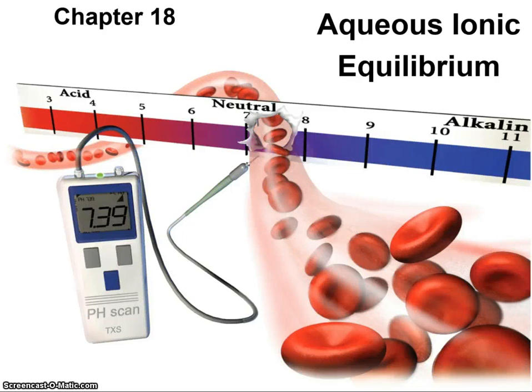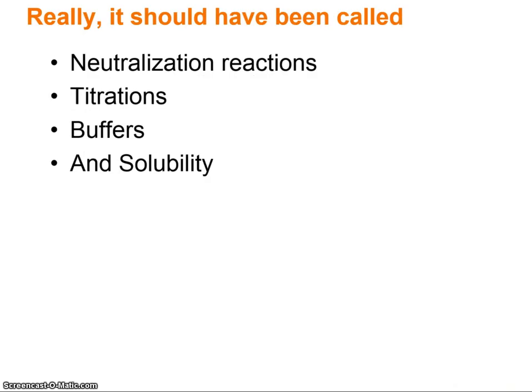Hello class, let's learn about aqueous ionic equilibrium. So really this chapter should have been called neutralization reactions, titrations, buffers, and solubility. And it's really just applying some of the ideas we learned earlier about equilibrium, particularly when we're talking about solubility. And when we're talking about the buffers and the titrations, it's going to be some of that acid-base stuff that we learned about in the preceding chapter.